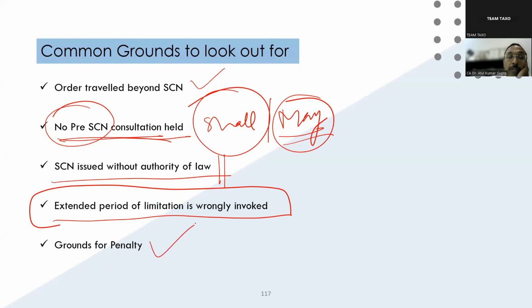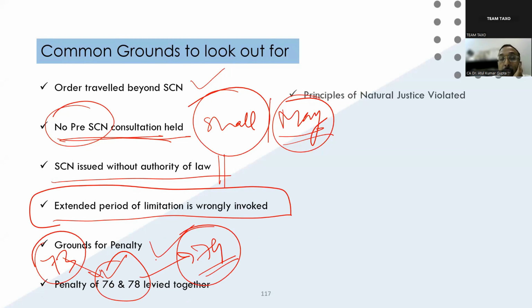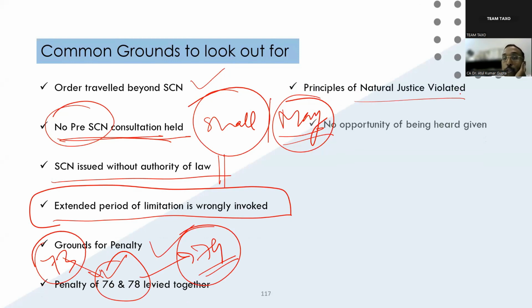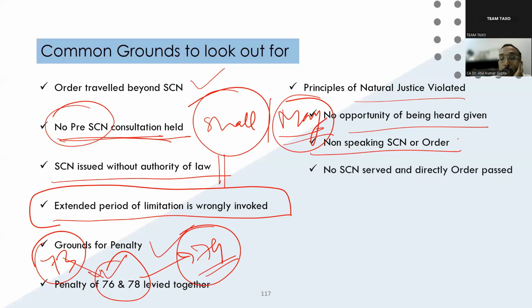You should also give grounds against penalties. Both penalties, under section 73 and section 74, cannot be imposed simultaneously on the same show cause notice. It is settled law. The principle of natural justice, meaning the opportunity of being heard, should be provided; without it, the order will be bad. And if it is a non-speaking order, that will also be subject to challenge.